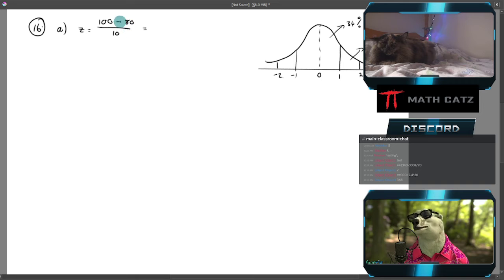standard deviation. Now this is simple enough, we could do it by hand. 100 minus 80 is 20, divided by 10 is 2. So we're sitting over here. And it's asking me what percentage of scores will be above this, whether I look at the raw score or the corresponding z-score. It's the same position, it's over here.